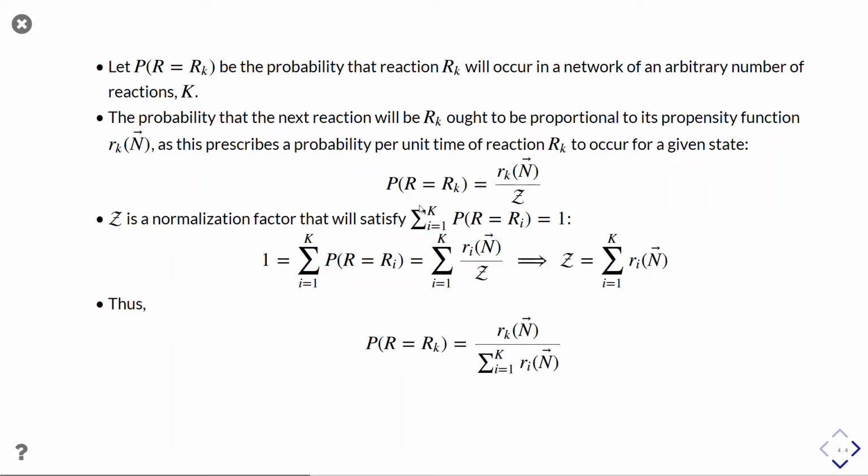That's shown here, where we have the sum over all states of the probability for each state has to equal 1. Carrying out the algebra imposed by this condition, we solve for the normalization factor z, as is shown here, and it turns out to be the sum over all reactions of the propensity function for each reaction evaluated at the current state. Putting this all together, we have the expression shown at the bottom for the marginal probability distribution for the next reaction to occur given the state n.